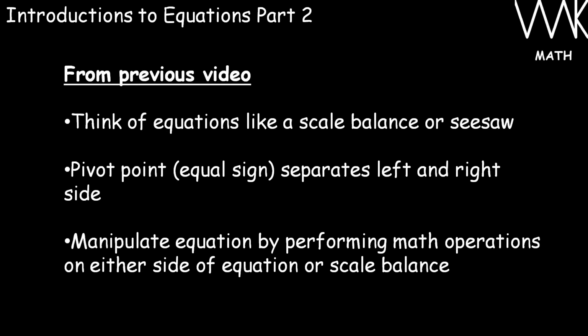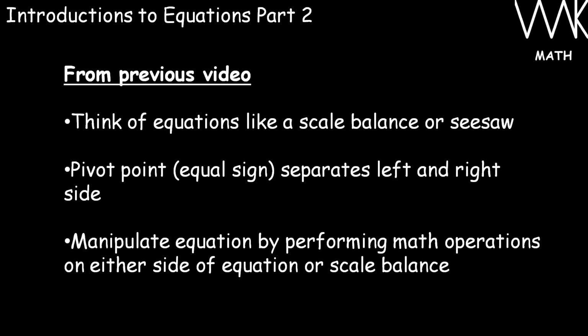we manipulate these things. The second point is that there's a pivot point that separates the left side and the right side. In an equation, this pivot point is represented by the equal sign. And in a scale balance, it's usually where the tipping point of the seesaw is, usually at the center.